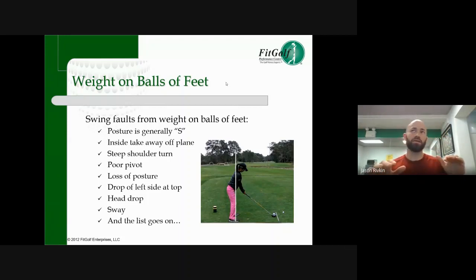Pivot we define as rotation in the lower body without excessive elevation, right? So poor pivot could lead to sway or slide. And that's because when the spine is arched, the lower back is arched, the hip joints aren't aligned properly and don't rotate properly. We see steepness in the swing. We see the head drop. Essentially, we see inefficient rotation, right? And this S posture for some golfers comes from having the weight of their body on the balls of the feet.